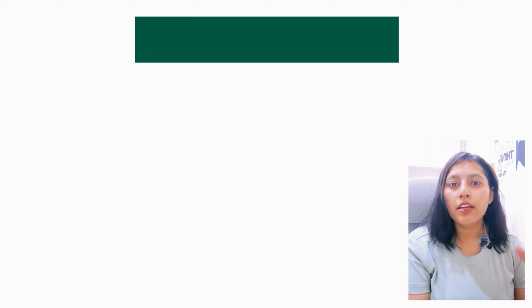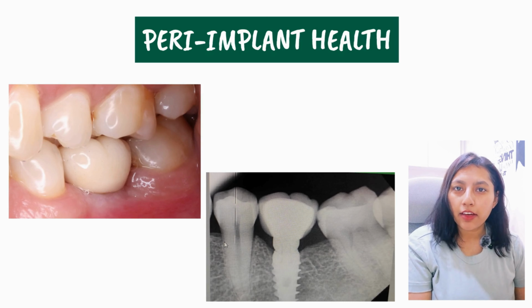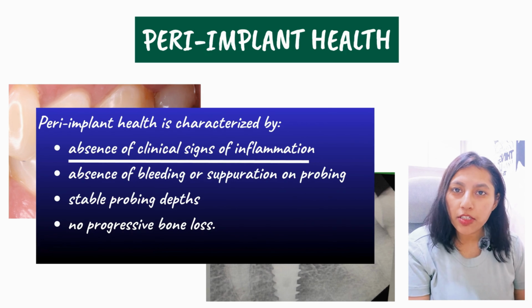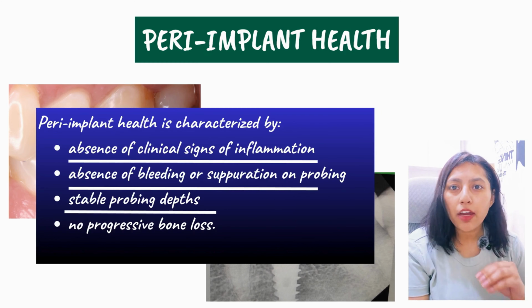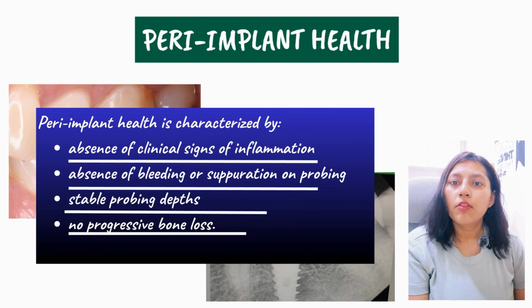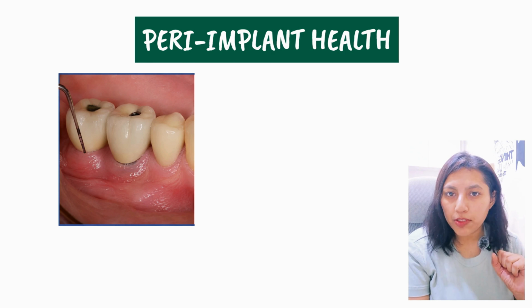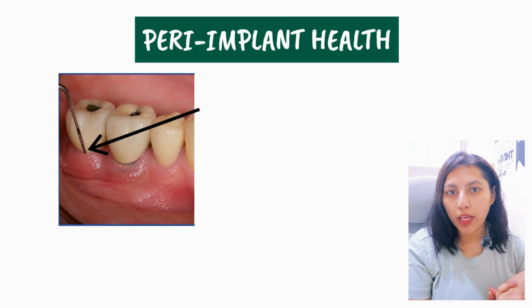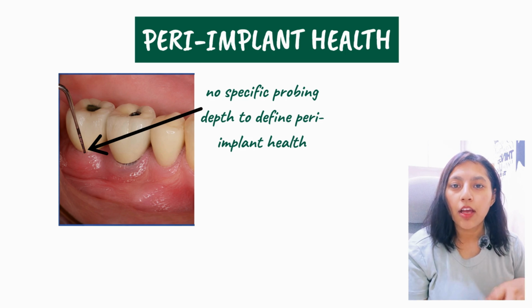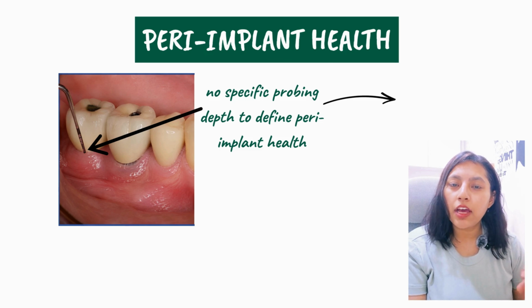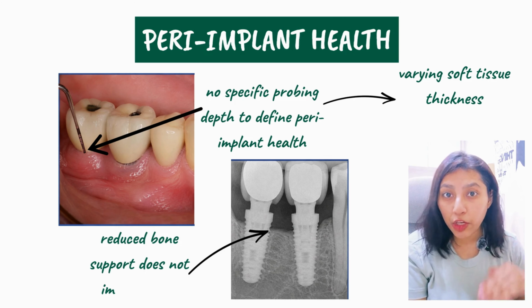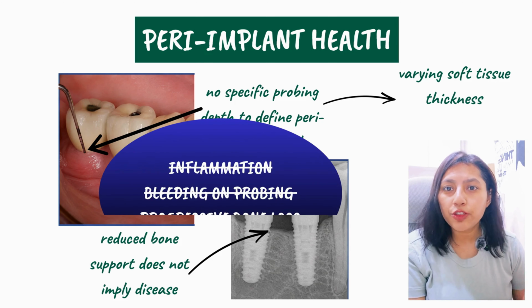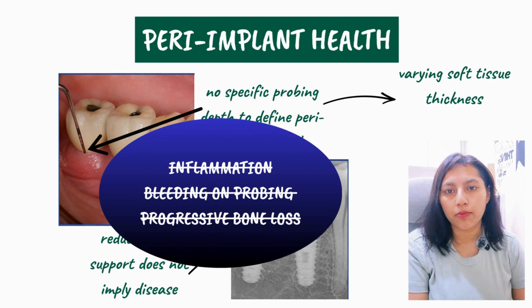First, peri-implant health. Peri-implant health is characterized by absence of inflammation, absence of bleeding or suppuration on probing, stable probing depths, and no progressive bone loss. One important point mentioned in the workshop is that there is no specific probing depth that defines peri-implant health, because soft tissue thickness around implants can vary considerably. And peri-implant health may even exist around implants with reduced bone support, provided the tissue remains stable and non-inflamed.